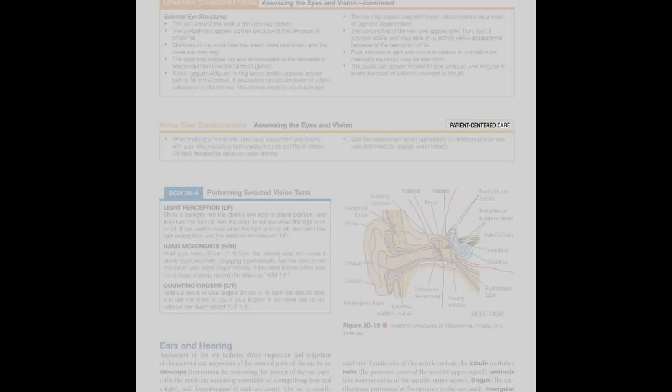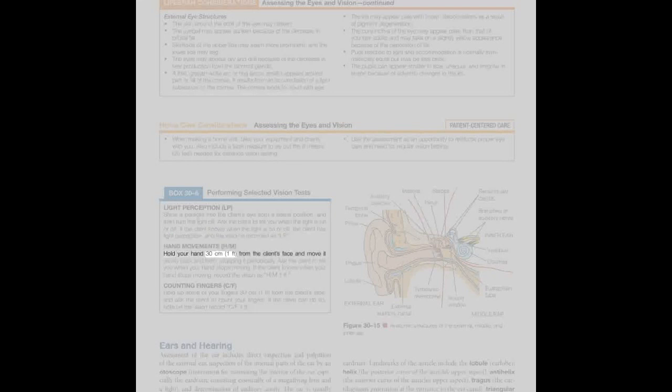Patient-centered care. Box 30-6, performing selected vision tests. Light perception, LP: shine a pen light into the client's eye from a lateral position, and then turn the light off. Ask the client to tell you when the light is on or off. If the client knows when the light is on or off, the client has light perception, and the vision is recorded as LP. Hand movements, H/M.